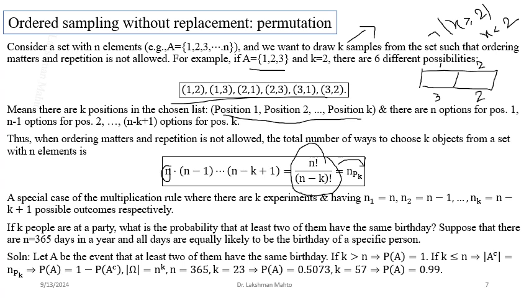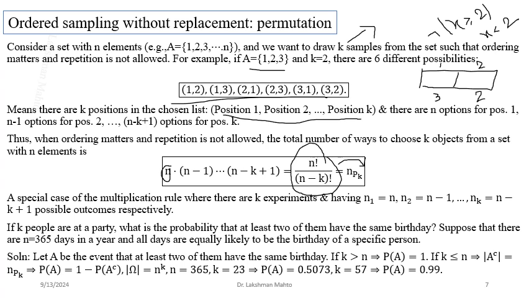So compute the complement, and the computation of the probability of the complement is much easier here. The event is at least 2, so the complement simply means that no one is having a common birthday, separate, individual. So it is one kind of sampling: ordered sampling without repetition. Repeating birthdays are not there. So that one is falling in the category of permutation. So nPk is coming.